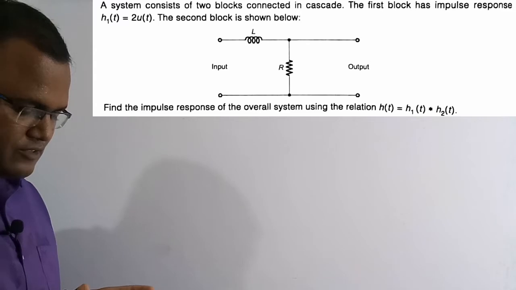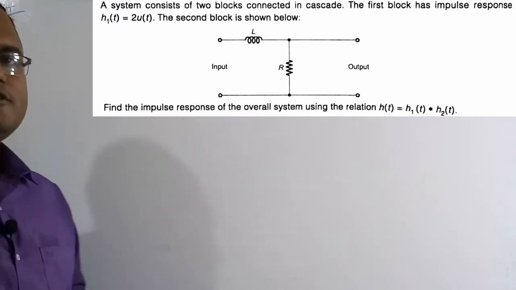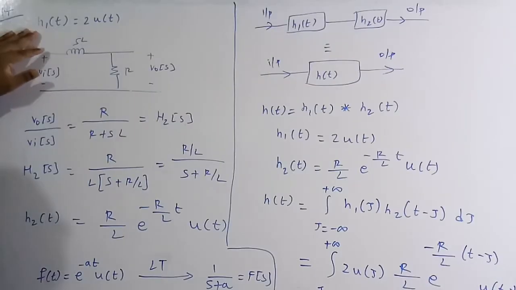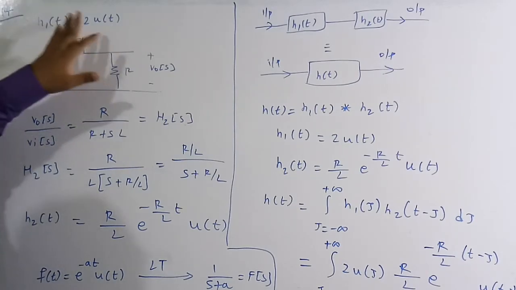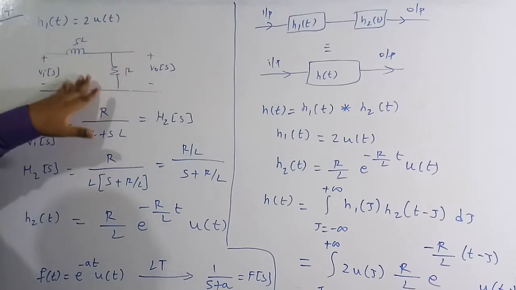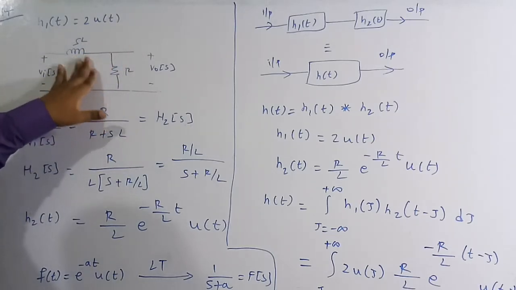This question was given in the IAS 2012 for 20 marks. So let's solve this numerical. In the question they are given the first LTI system has an impulse response h1 of t equal to 2 into u of t, and this is the second system. This is the second block diagram.